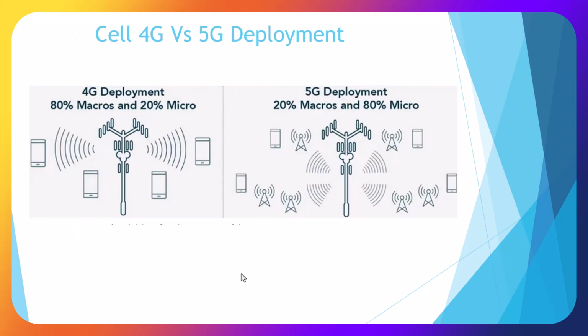Here's a comparison between our 4G and 5G cells. 4G, we had 80% macro cells and 20% micro cells. So 5G, we have 20% macro cells and 80% micro. And that high frequency is causing us to use micro cells because the signals don't travel as far.